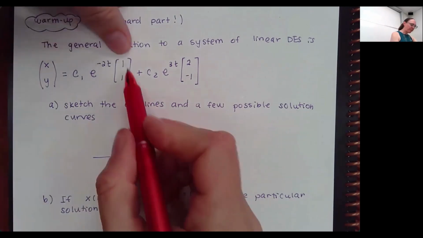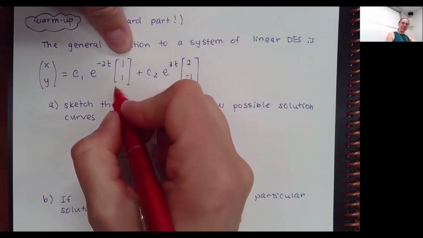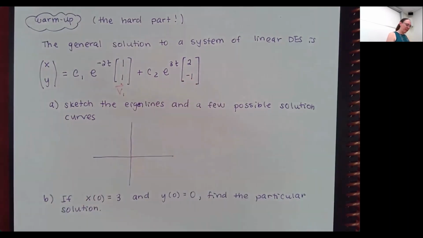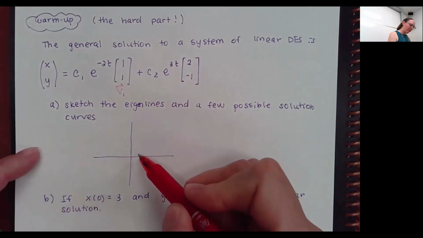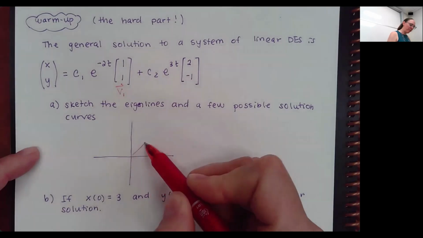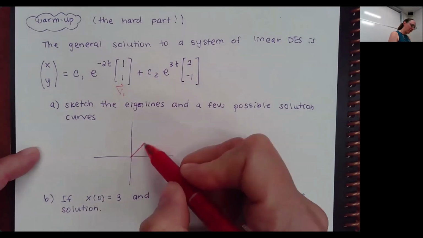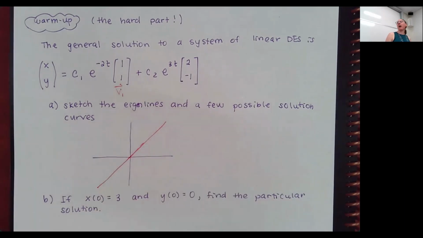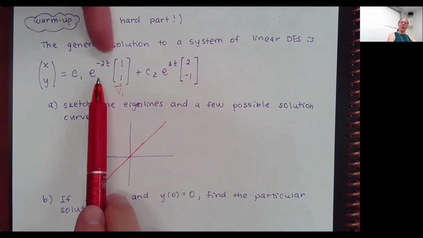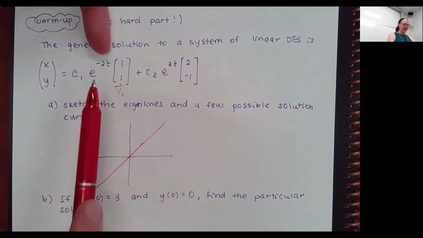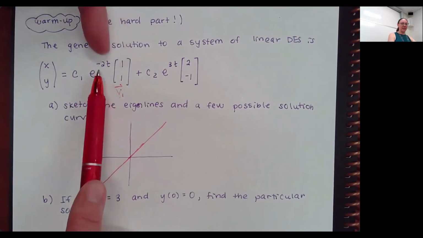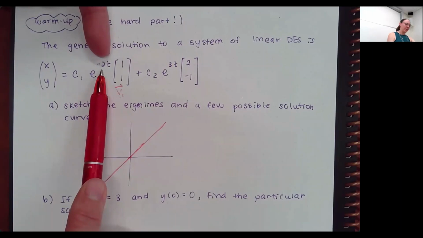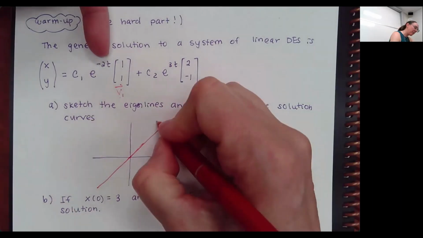So here, my first eigenvector is the vector 1, 1. So if I sketch a vector 1, 1, but I just continue that forever in both directions, that's my first eigenline. Now, I know because these are paired up that this eigenvector goes with an eigenvalue of -2. So I'm going to go ahead and just write that on here.